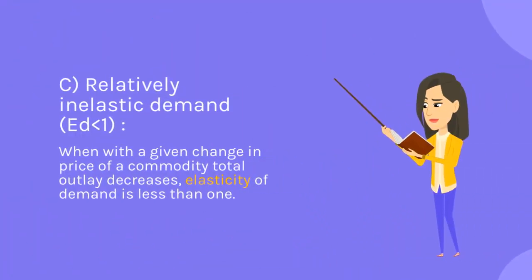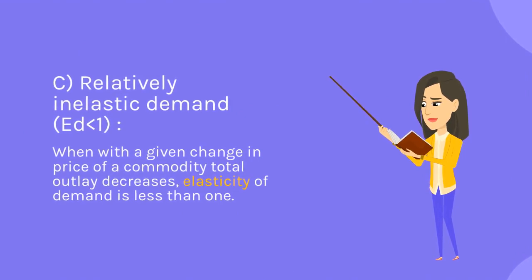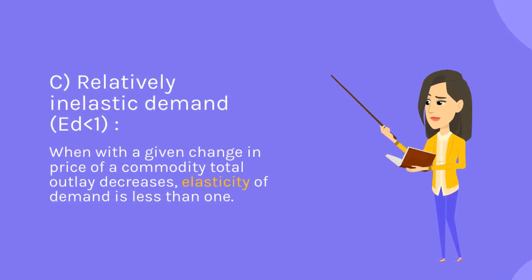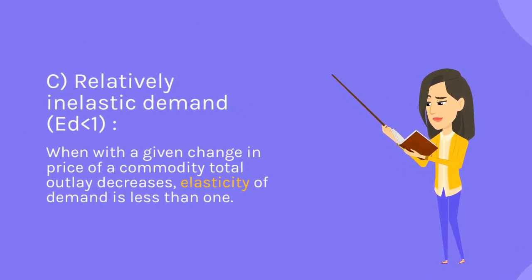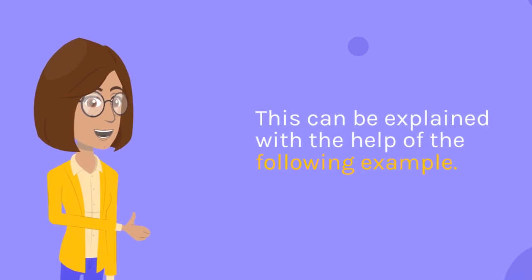C. Relatively inelastic demand, ED less than 1. When with a given change in price of a commodity total outlay decreases, elasticity of demand is less than 1. This can be explained with the help of the following example.